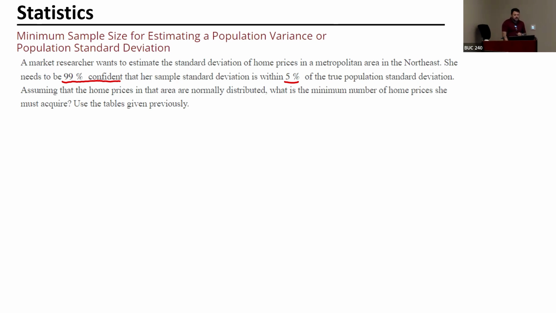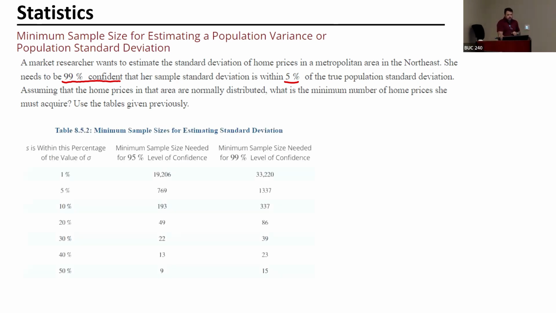Well, let's look at the tables they're going to give you. Notice this is what it looks like. Minimum sample size for estimating standard deviation. Hey, what would you do if they gave you variance? Square root it. Yeah. Because notice this isn't a table for a variance, this is a table for standard deviation. So just be careful about that.